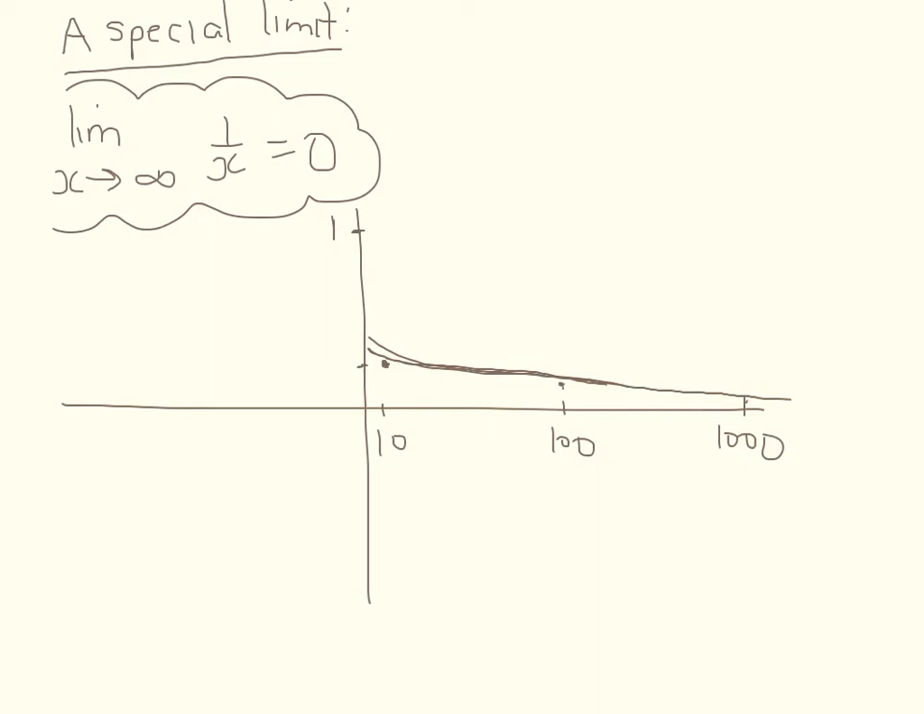So you've just got to think about it. As x is getting bigger, this fraction here is getting smaller and smaller and smaller. So 1 on a million is virtually 0.